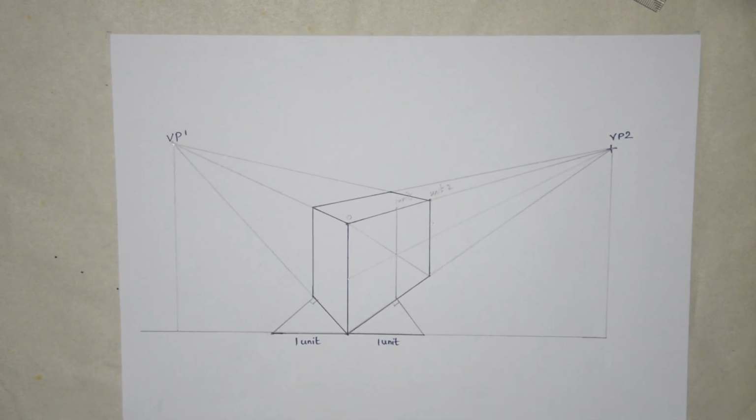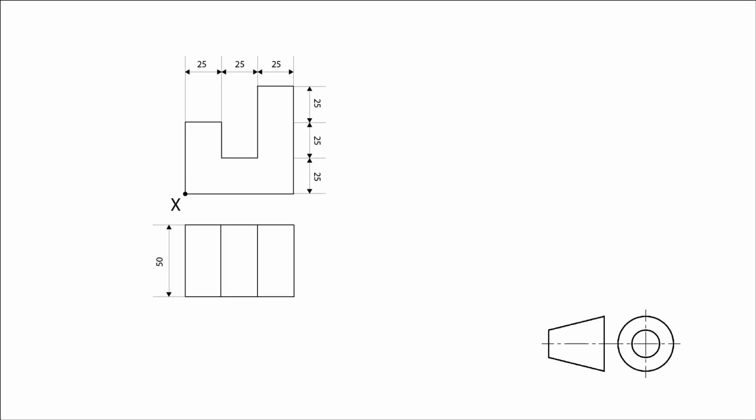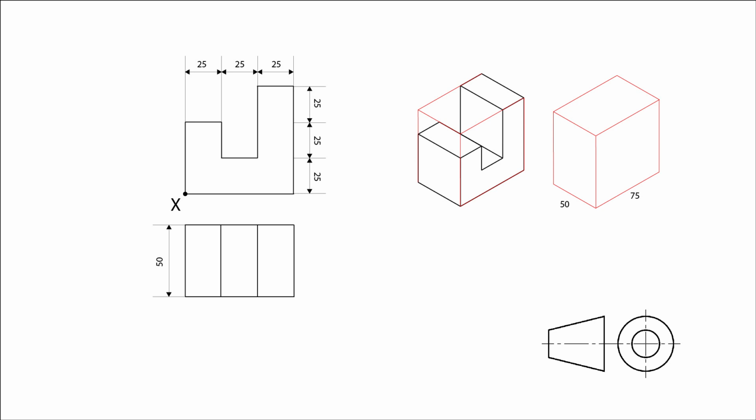Now let's work on something a bit more interesting. Here is another example. Sketch the following exercise. It is important to visualize the drawing in 3D before putting it into perspective. The width and length are now 50 by 75. We cannot put 50mm as one unit because 50 cannot divide 75. Therefore, we must find another unit which can divide both 50 and 75, and in this case, it is 25mm. So we have two units at 50mm and three units at 75mm.